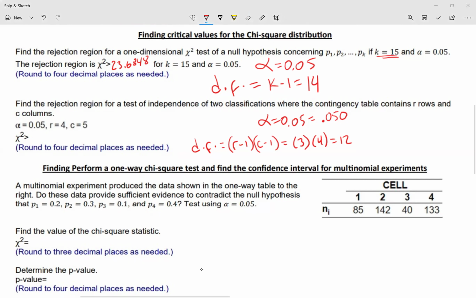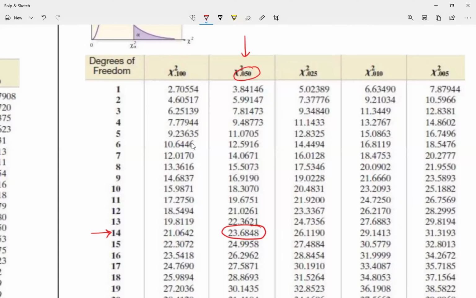Okay, let me take a look at my chart. By coincidence, it gave us the same alpha value. So we have it. Our degrees of freedom is 12 this time. So I see 12 here. Now these two values meet right here. So 21.0261.